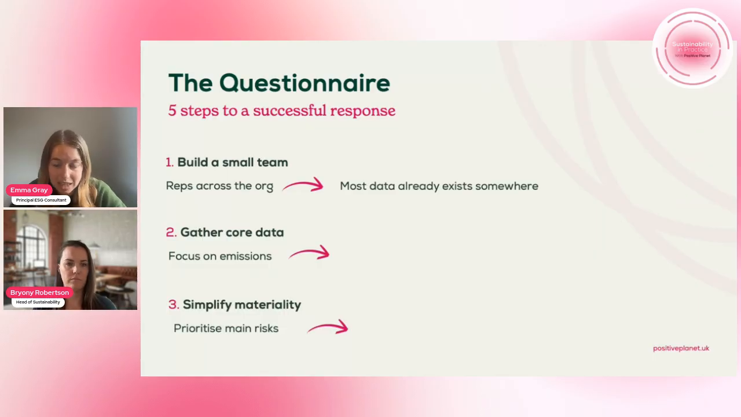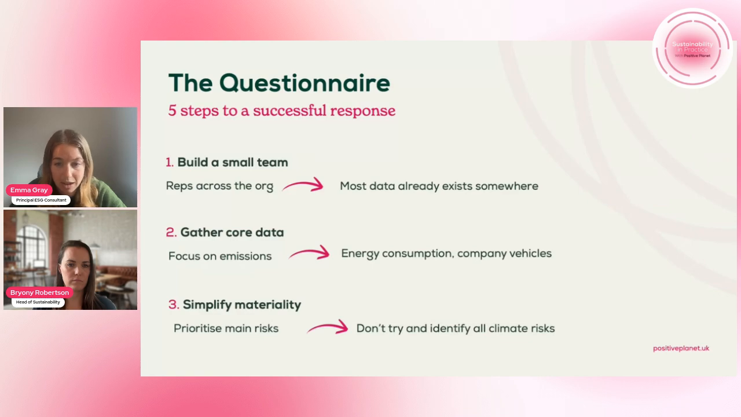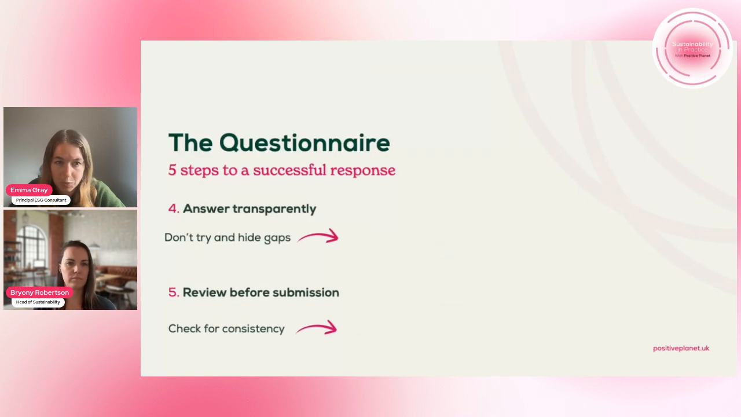And then you can start to gather that core data. So keep the focus on emissions and the metrics behind the measurement, including data points around energy consumption or company vehicles. And then you want to simplify materiality. So the questionnaire will ask you about climate-related risks. Don't try and identify every possible climate-related risk. Just focus on the biggest priority areas and disclose these instead, and then build on that later.